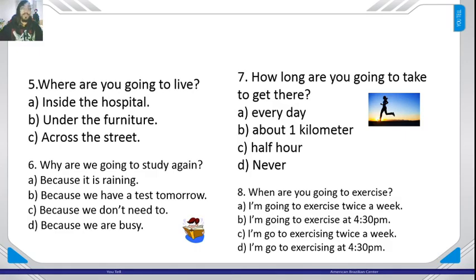Letter A, because it's raining. Letter B, because we have a test tomorrow. Letter C, because we don't need to. Letter D, because we are busy. What is the correct alternative? Which is the correct alternative? Number 6. A, B, C, or D?